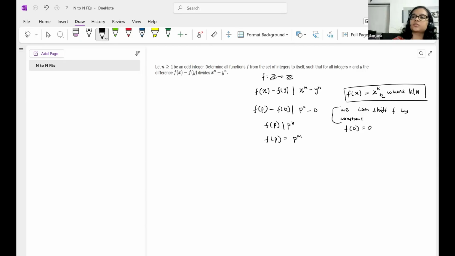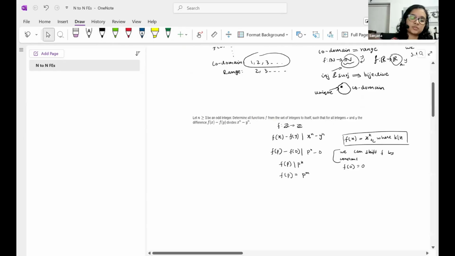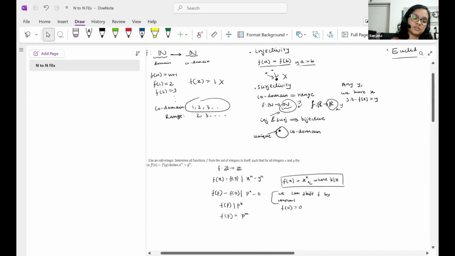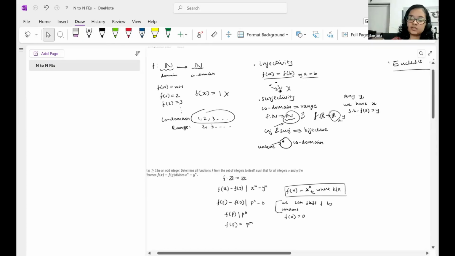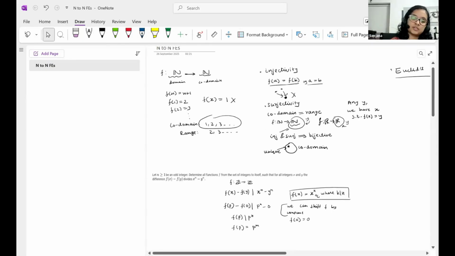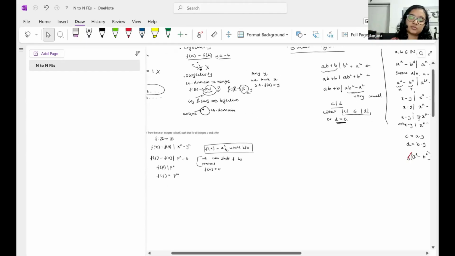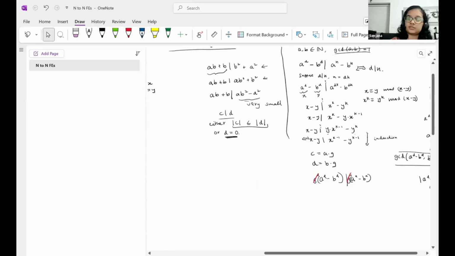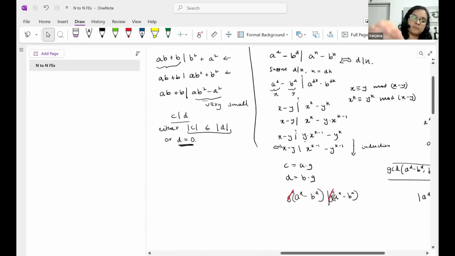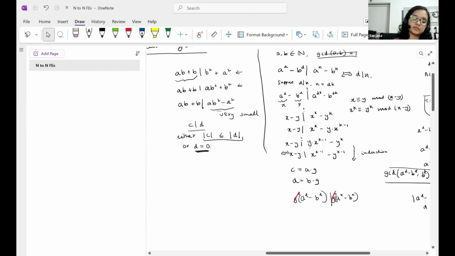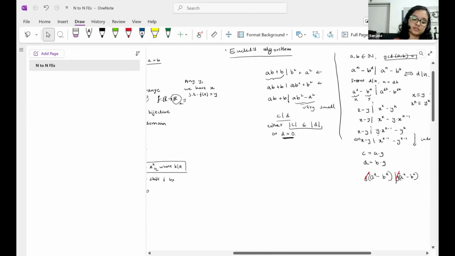Someone asked what happened so far. So far we just went through some general properties of functions: injectivity, surjectivity, and bijectivity. And we also discussed Euclid's algorithm. That's mostly what we did. And we also proved that a raised to d minus b raised to d divides a raised to n minus b raised to n if and only if d is a divisor of n. And we'll be using that in this problem that we're trying.